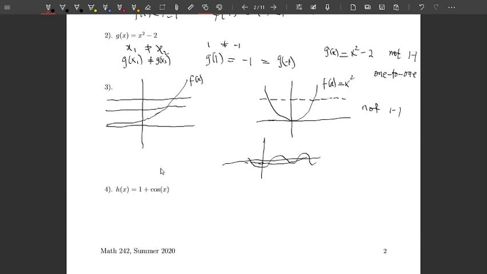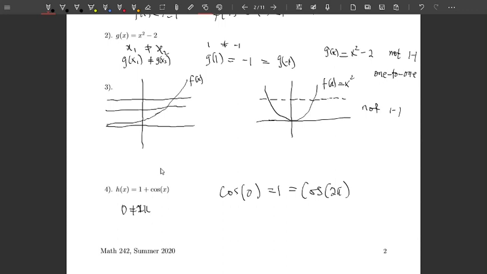However, how can we show that the function is not one-to-one? Well, I know my cosine function is periodic. That means every 2 pi, the value repeats itself. For instance, cosine of 0 is equal to 1, and this is still equal to cosine of 2 pi. So I can show that 0 is not equal to 2 pi.